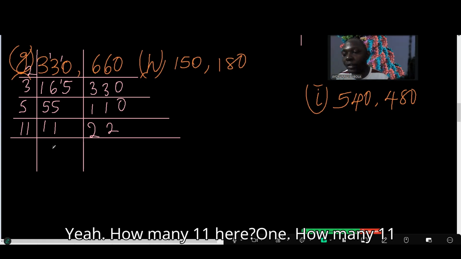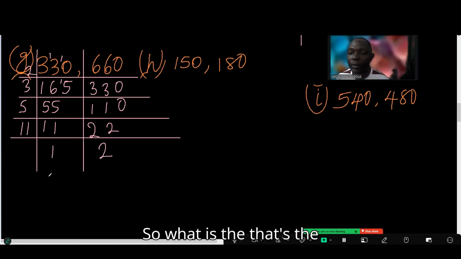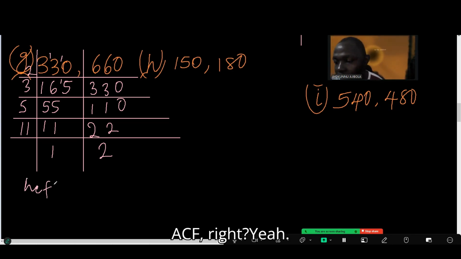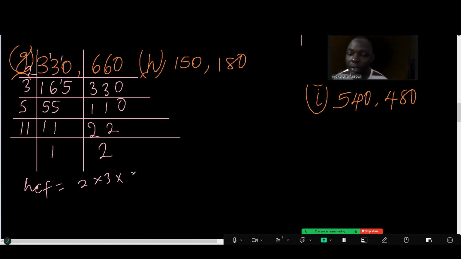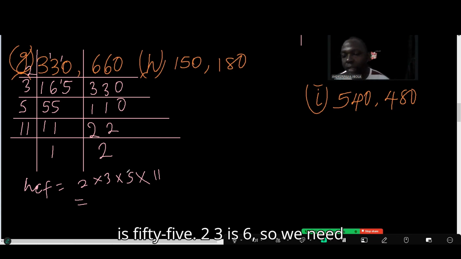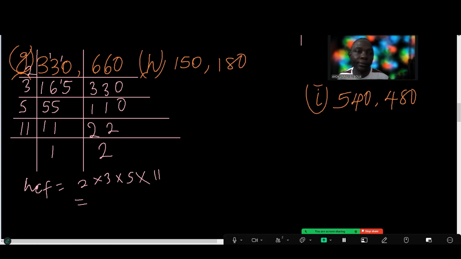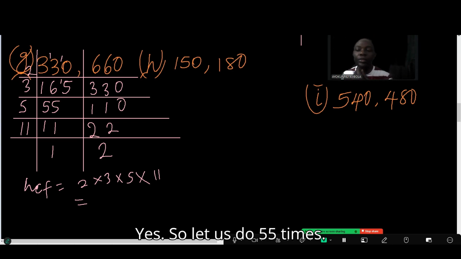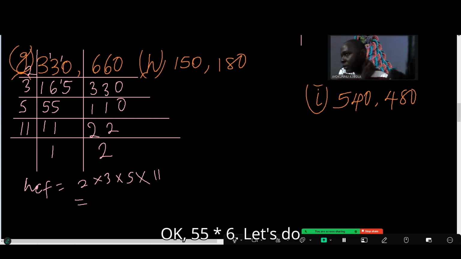Yeah. How many 11 here? 1. How many 11 here? 2. Can we use anything again? No. So that's the HCF, right? What's the HCF? 2 times 2, 3 times 3, 5 times 5, times 11. Now 5 times 11 is 55. 2 times 3 is 6. So we need 55 times 6, right? Yes.